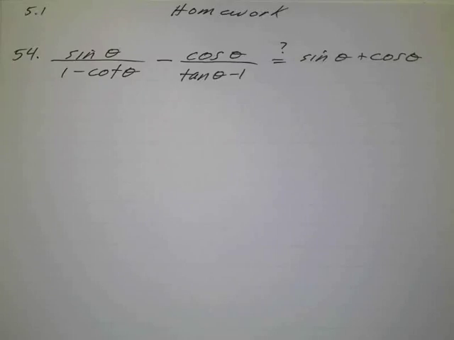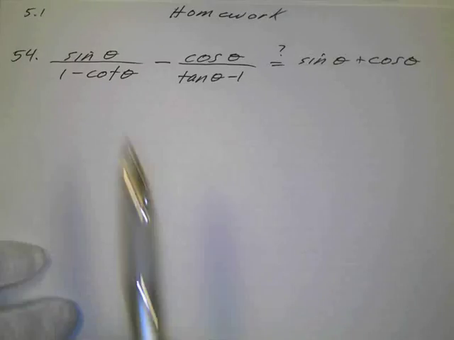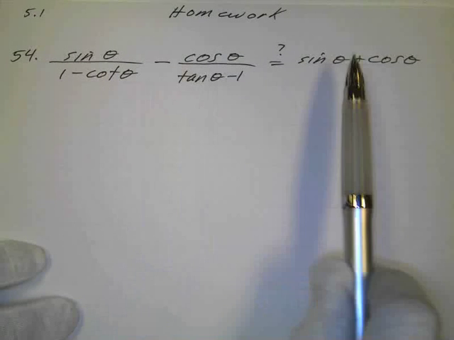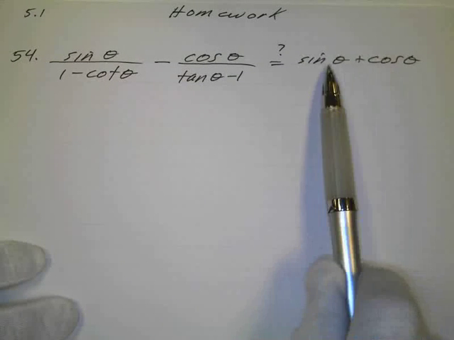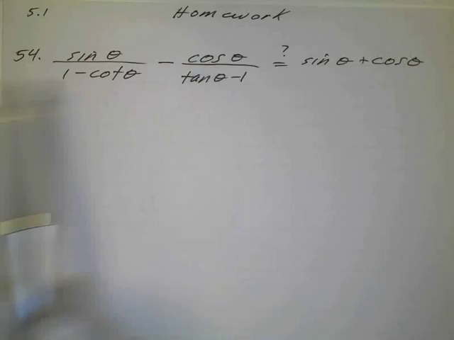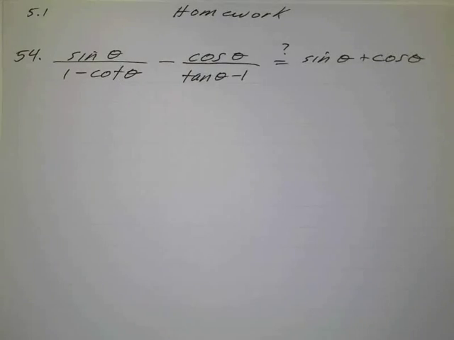Okay, some more problems from section 5.1, and this is number 54. Another identity we want to verify. And it's pretty obvious we've got two terms. We're in pretty good shape here when we look at the structure of the left and the right. Two terms on the left, two terms on the right. The right's already in terms of sine and cosine, so I'm just going to try to get the left in terms of the sine and cosine. And that should be fairly doable.